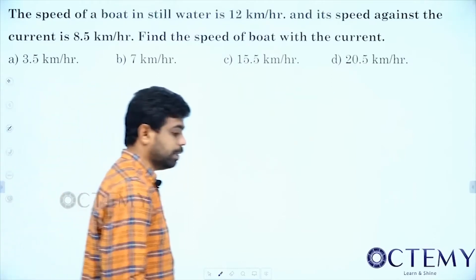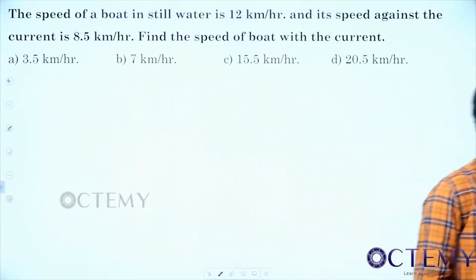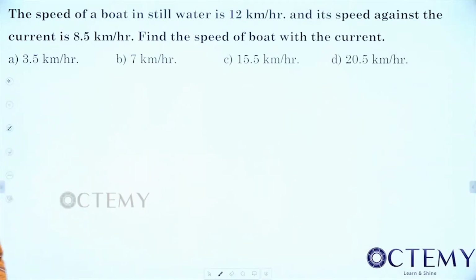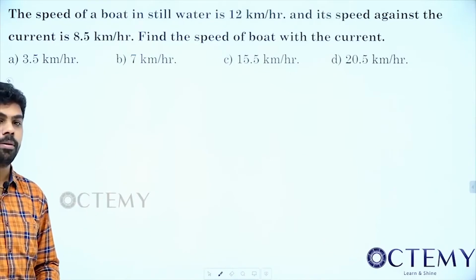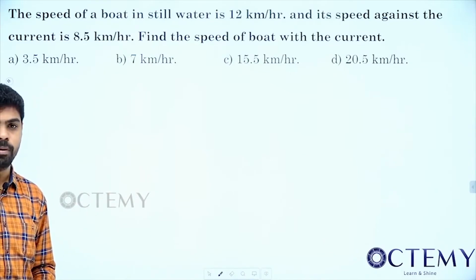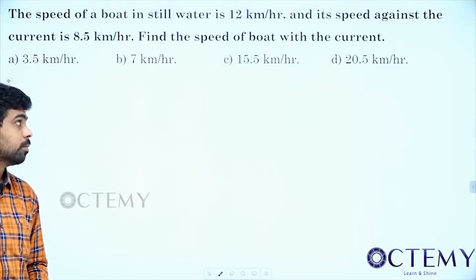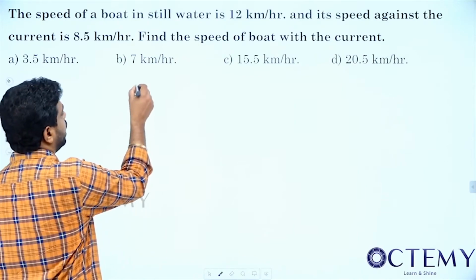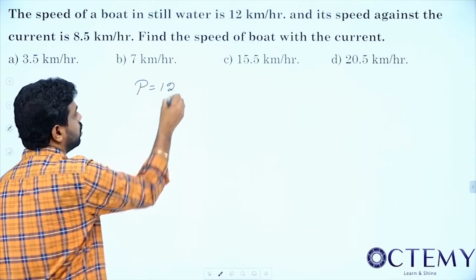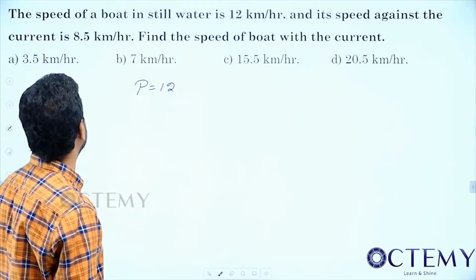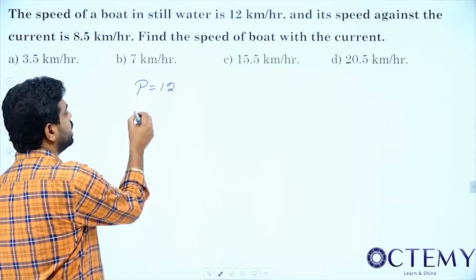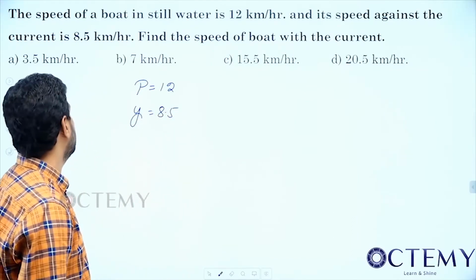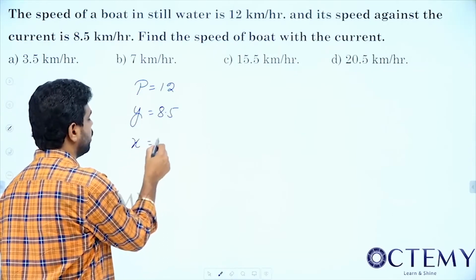Next, you solve this and comment your answer. The speed of a boat in still water is 12 km per hour. So speed of a boat in still water means p is 12. And its speed against the current is 8.5 km per hour. Speed against the current means y, so that is 8.5. Find the speed of boat with the current. Speed of boat with the current means x. This we should find out.